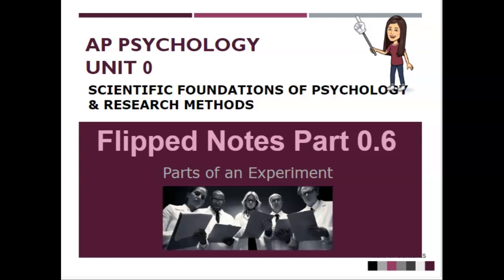Hello, these are flip notes 0.6 about the parts of an experiment in unit 0. I've kind of been building up to this section because we've been referencing that you can't determine causation until you do an experiment. Well, that's where we are now.